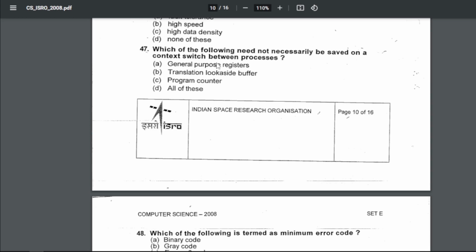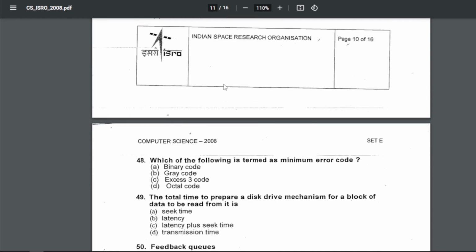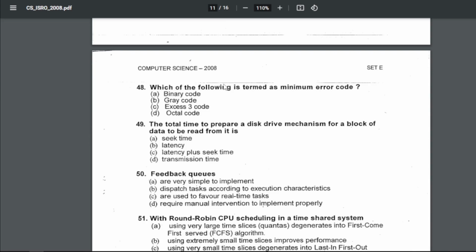47 is which one of the following need not necessarily be saved on a context switch between processes? So for this answer will be B, that is translation look aside buffer. So translation look aside buffer will be the answer.